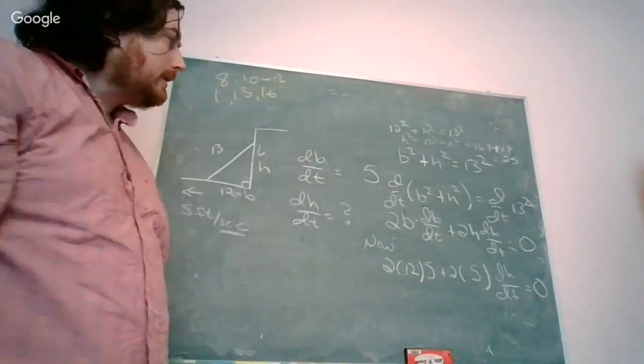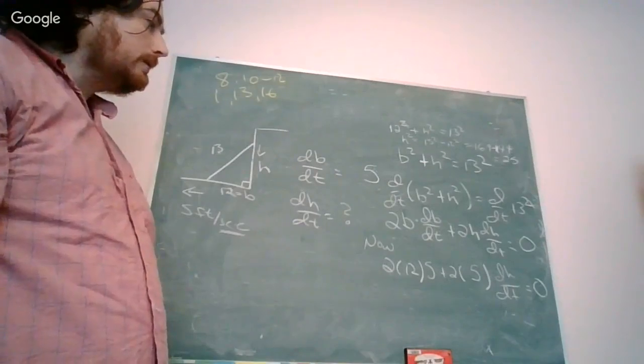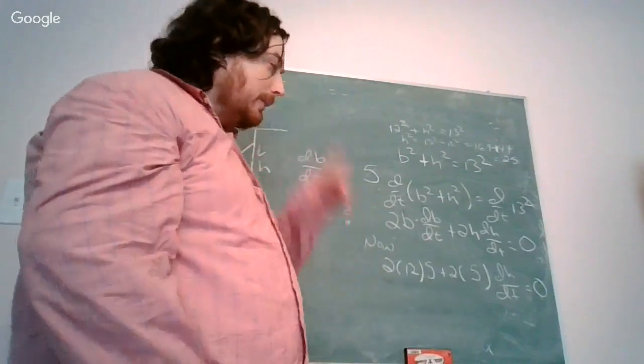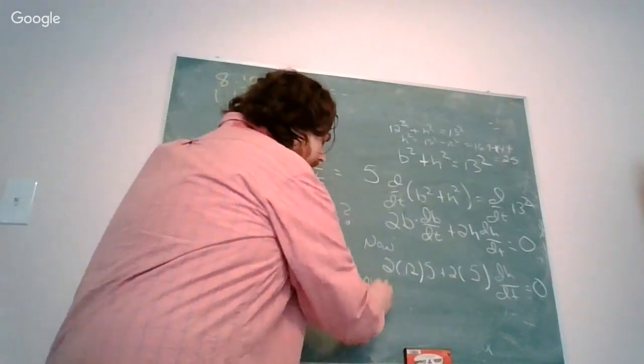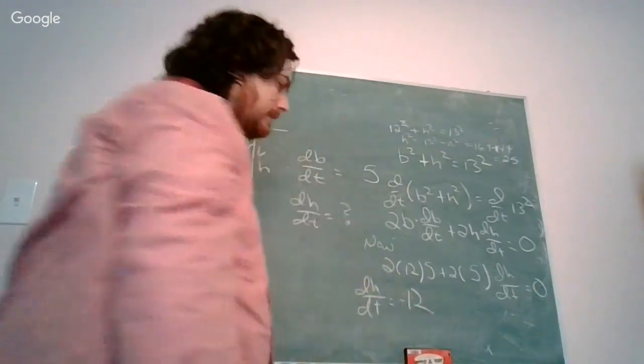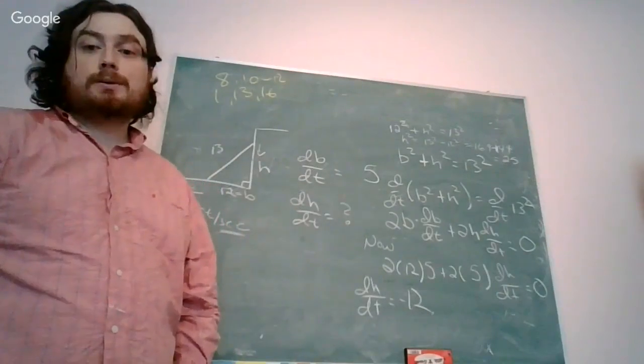And we leave the dh/dt because it's what we're looking for. And then we just solve. So we subtract this portion, divide by this portion, and we're going to end up with dh/dt is negative 12. So now we found the solution to our model.